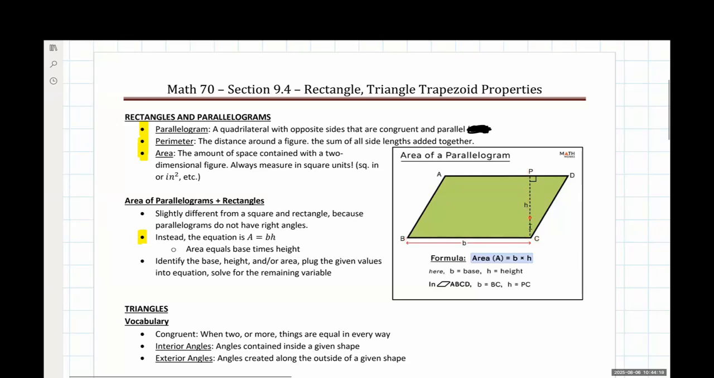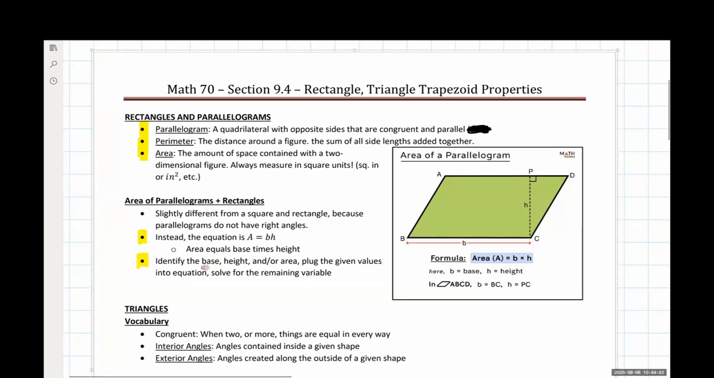But at the end of the day, it's going to be the base of something times the height of that thing as well. We'll see some examples of this because there are some weird ways that the height can be depicted in parallelograms and rhombuses, or rhombi, I should say. But at the end of the day, we are going to be using this one equation the whole time. So I think it's very useful when we see problems like this, as listed in our third bullet point here.